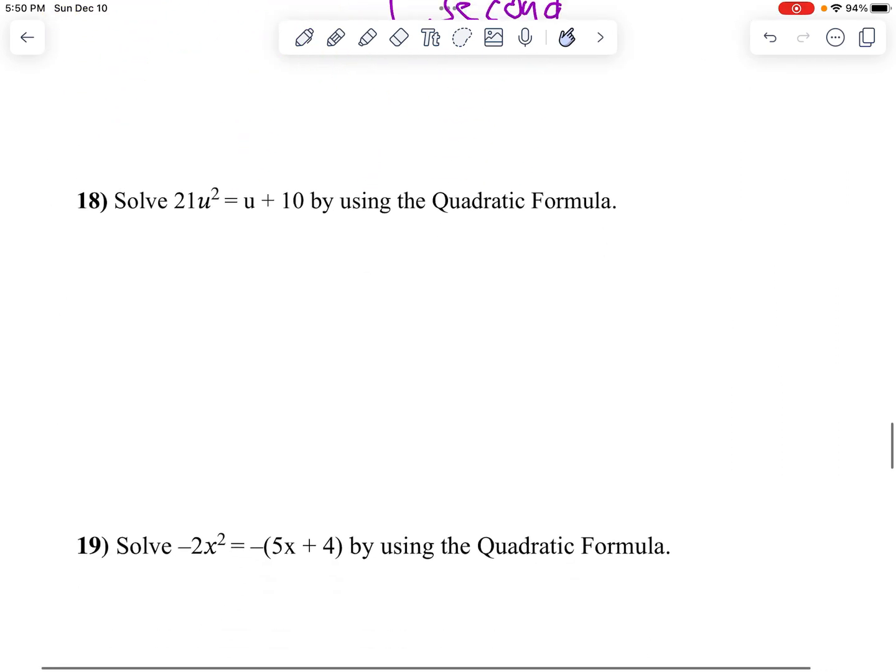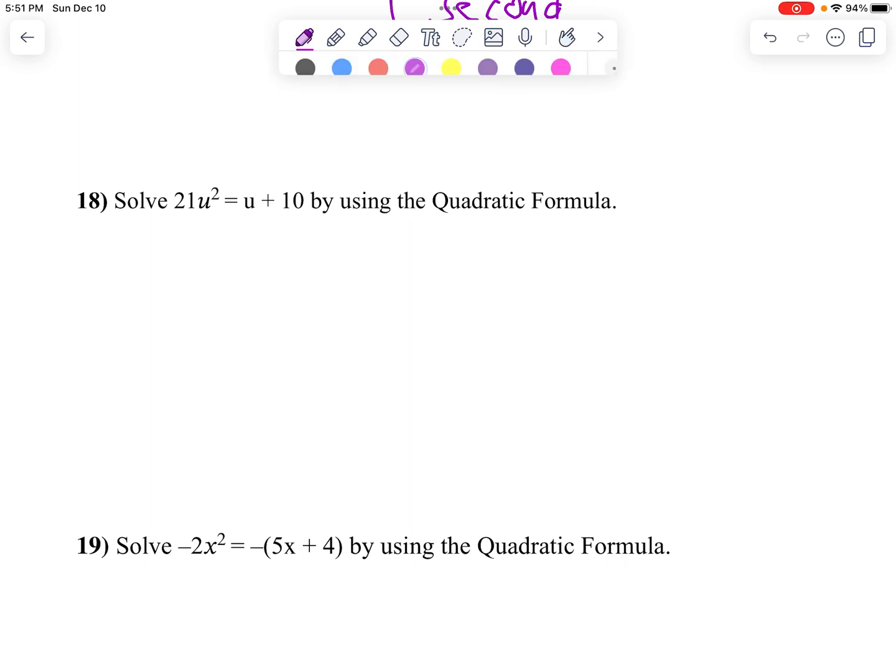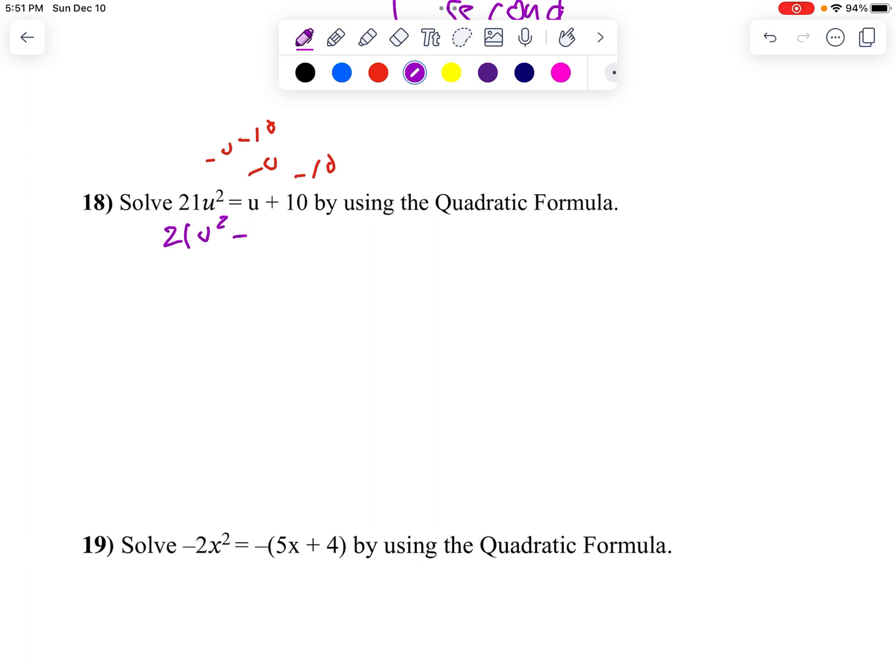On question 18, we want to solve this by the quadratic formula. So remember, you have to make it equal to 0 first. So we're going to minus u from both sides and minus 10 from both sides. So then we're going to get 21u squared minus u minus 10 equals 0. On this problem, a is 21, b is negative 1, and c is negative 10.